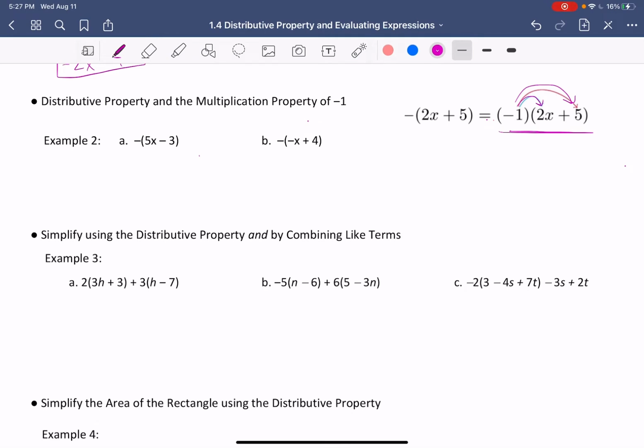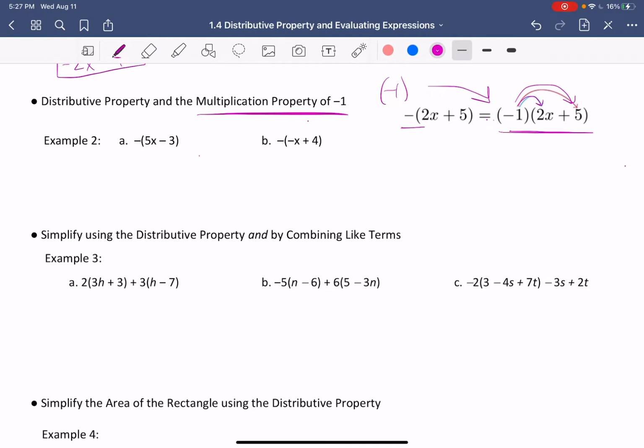When this negative is on the outside, right, that's what it's showing us in this example. This negative, we know, is saying -1, right? That's where this is coming from over here. So with A and B, when we have this negative on the outside, we're multiplying by -1. So it's just going to make everything the opposite. Whether it's positive or negative, it will become the opposite, right? That's how the multiplication property works.